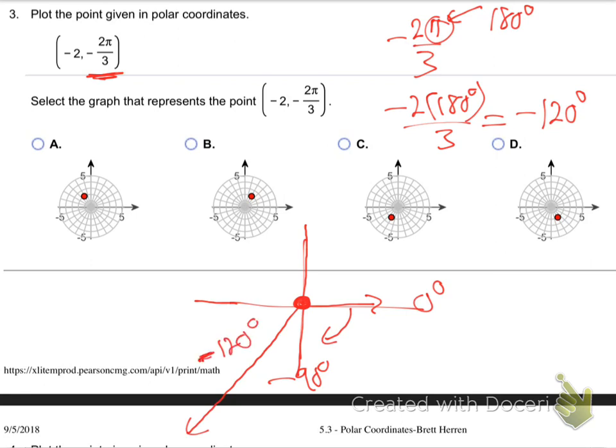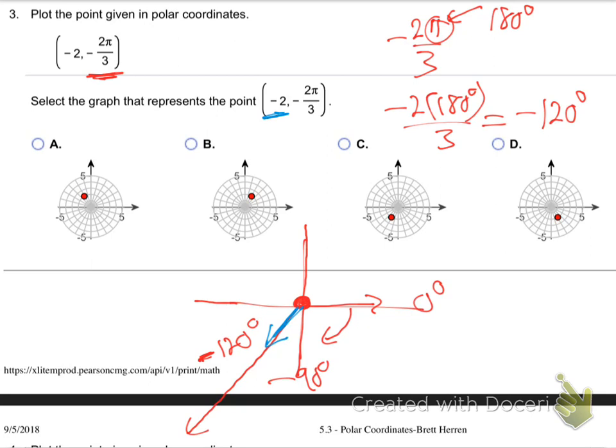Negative 120 is about 30 degrees beyond 90. Does that make sense? That'd be a negative 120 heading. And then shoot in that direction. How far? Negative 2. Now, are you tracking with me?